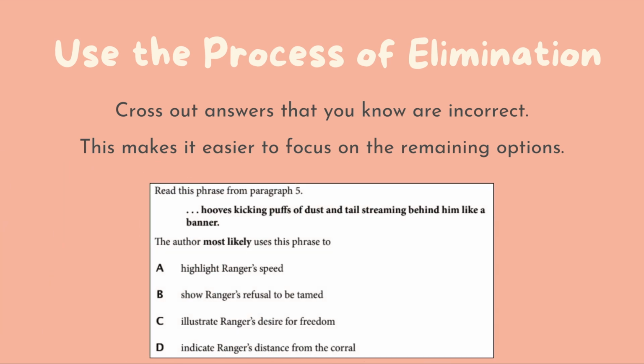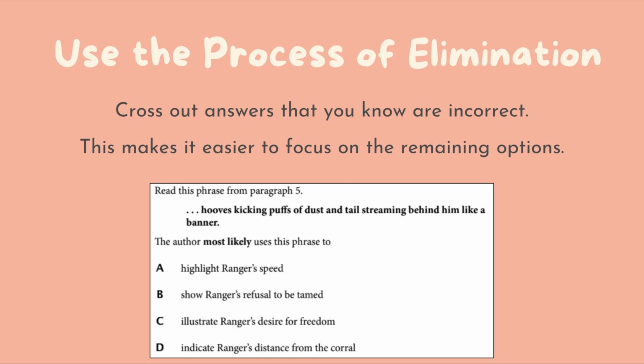For example, let's take a look at this question. Read this phrase from paragraph 5. Hooves kicking puffs of dust and tail streaming behind him like a banner. The author most likely uses this phrase to A. Highlight Ranger's speed, B. Show Ranger's refusal to be tamed, C. Illustrate Ranger's desire for freedom, or D. Indicate Ranger's distance from the corral.